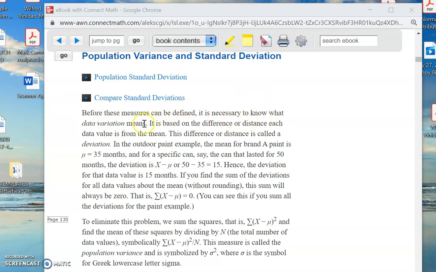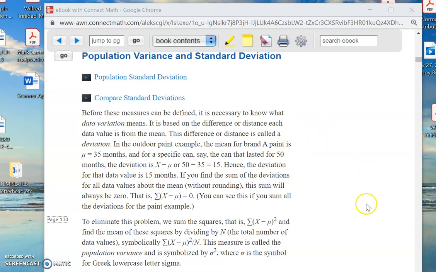Okay. All right, so what do we mean by variance? We need to know what data variation means. It's the difference, or the distance each data value is from the mean. So when we're talking about variance and standard deviation, we're talking about how different, on average, are the data points. It is based on the difference each data value is from the mean. And what you're going to do is take all of those differences, and find the average of that, and that's going to be the variance.